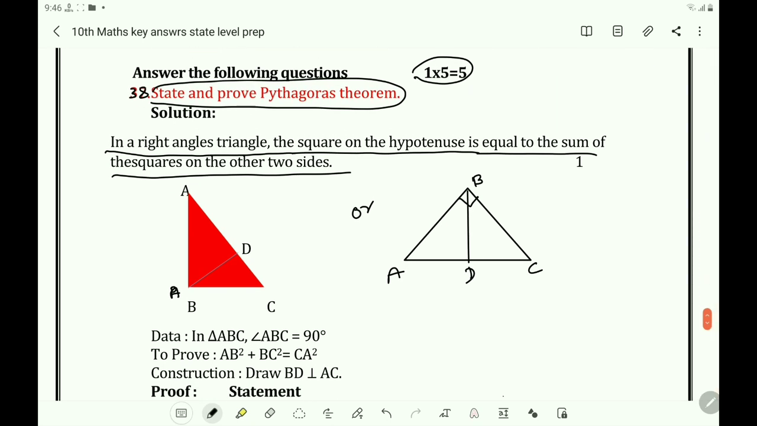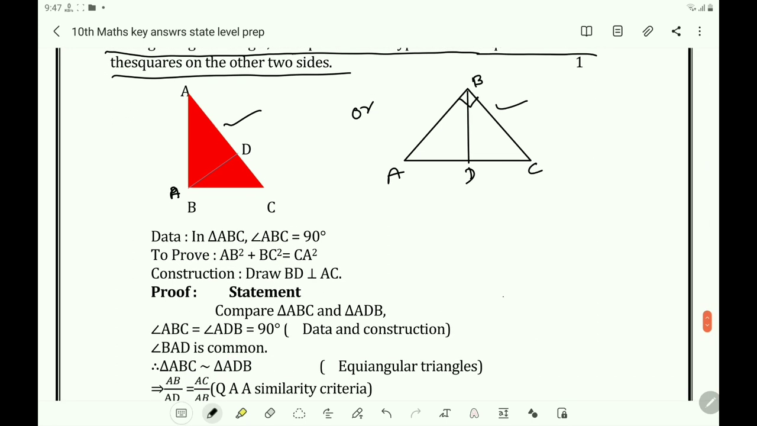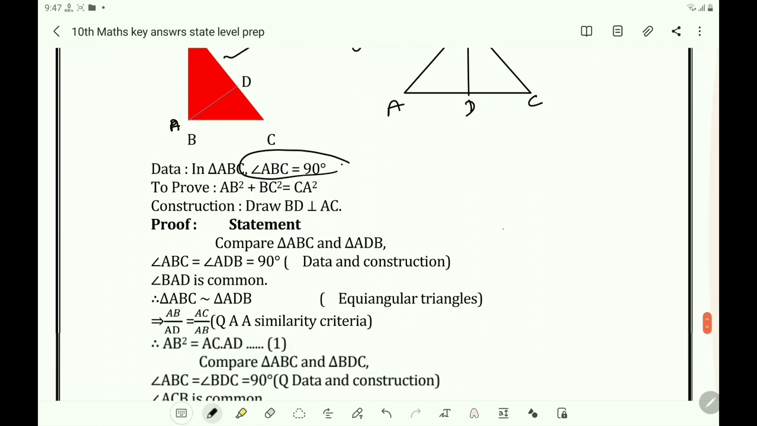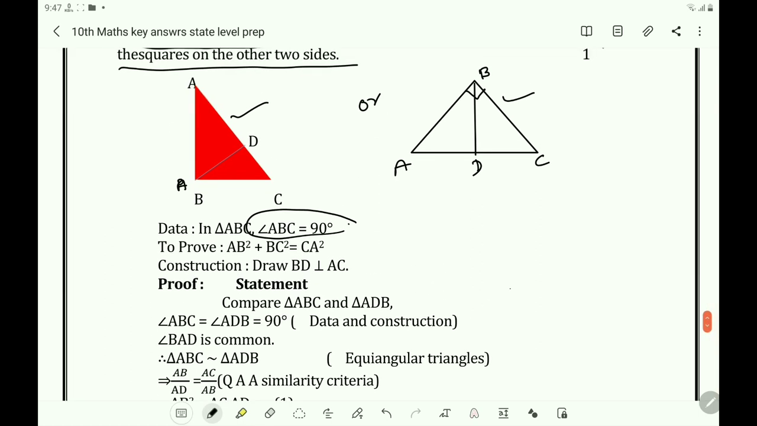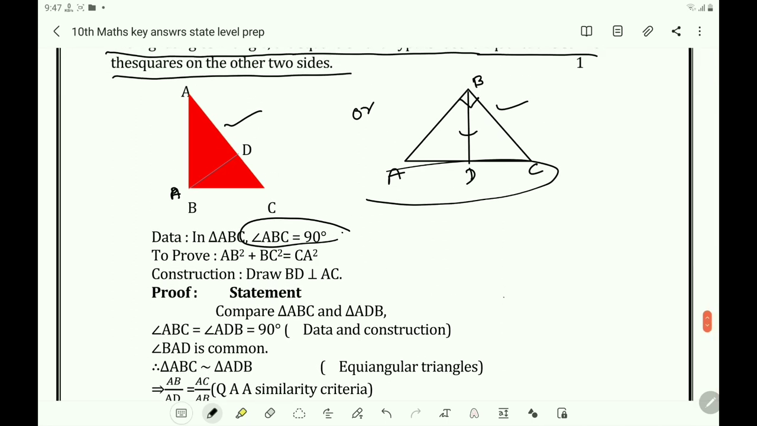In a right angle triangle, the square of the hypotenuse is equal to the sum of the squares of the other two sides. Now you draw the sketch, this or this. Refer to the sketch of the textbook only. And here in the data, that means what is given. Given that in triangle ABC, angle ABC equals 90 degrees. We need to prove that AB square plus BC square is equal to AC square. Here the construction is required. Draw the line BD perpendicular to AC.